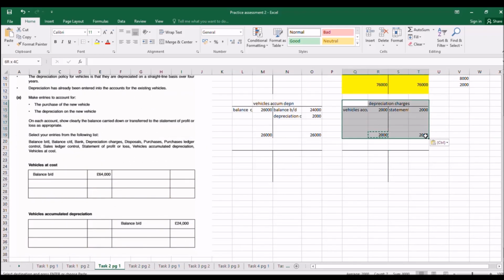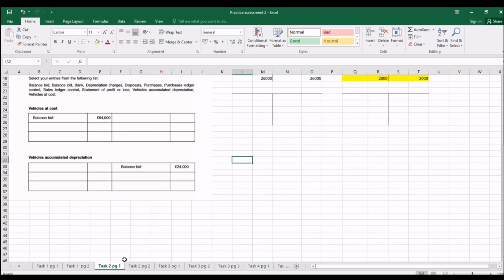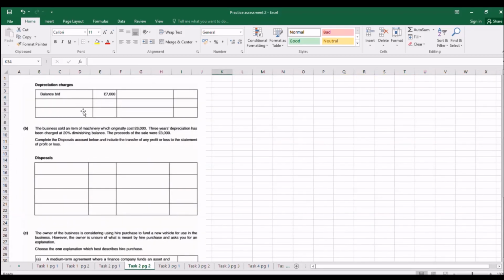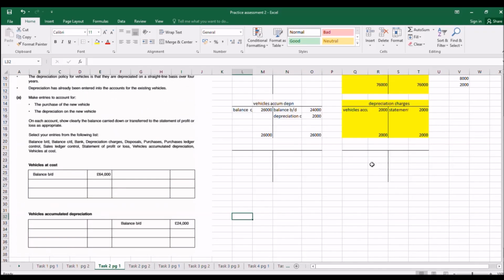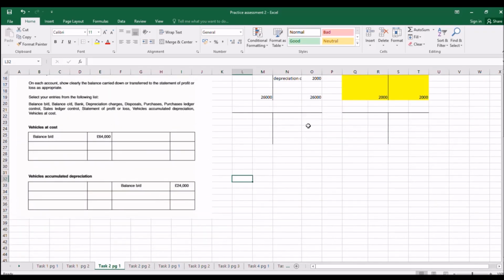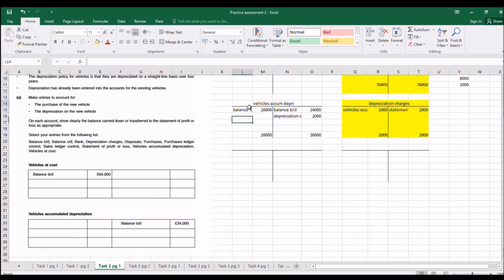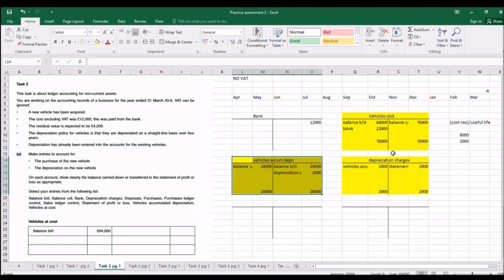Let's see what the third one is that they do. Well, they probably might give us a bank one, let's say. You see one up the page. Depreciation charges. That was depreciation charge. Oh, sorry. That's it. There's the cumulative depreciation, there's the depreciation charge, and there's the vehicle at cost.